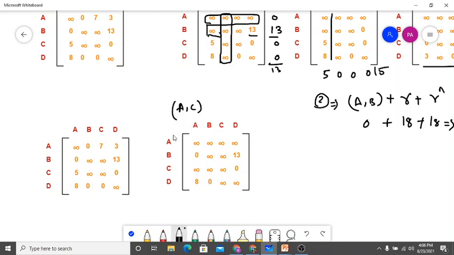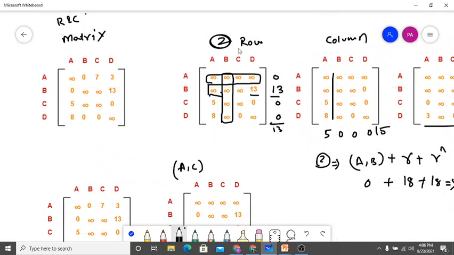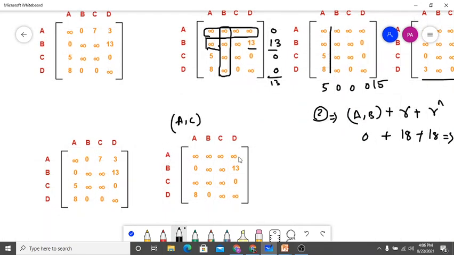Whenever we do A comma C, the same procedure applies. In the row reduction, the A row and the C column we need to make infinity. And when it is A to C, there is also the possibility of C to A. C to A, this also you need to make infinity.